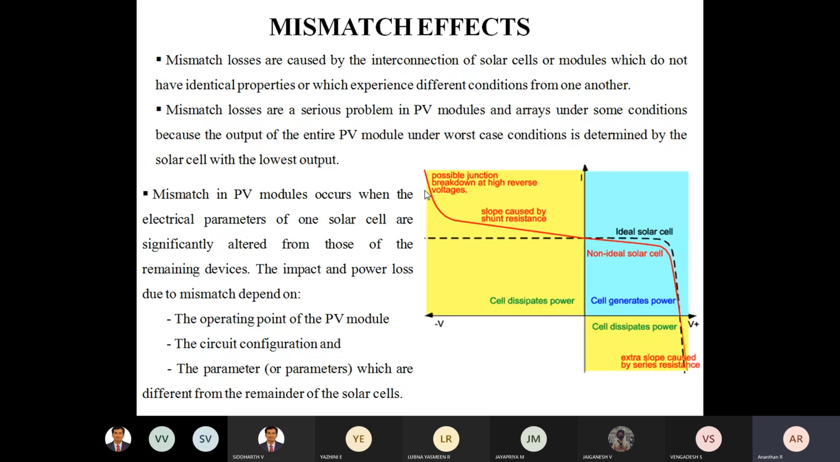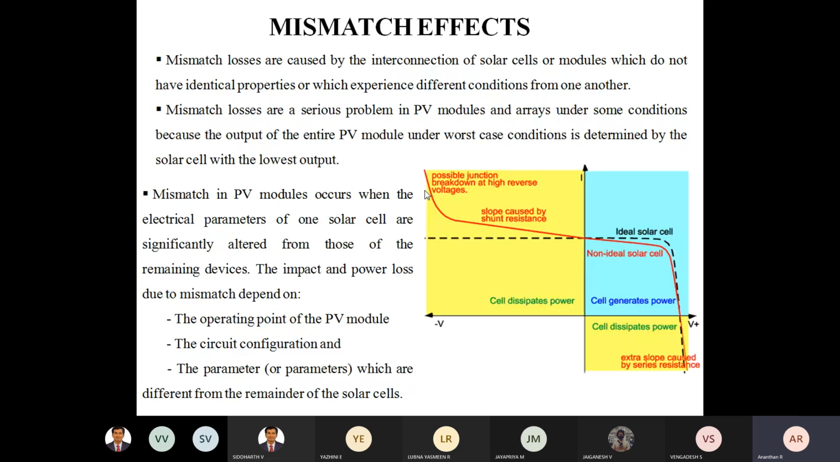For a single cell, it has 5 amps and 0.5 volt, which means that every cell should have the same property. Electrically, all the solar cells should have identical properties. Then only can we eliminate the mismatches between the solar cells and the interconnection.